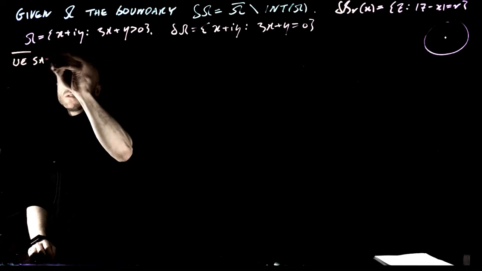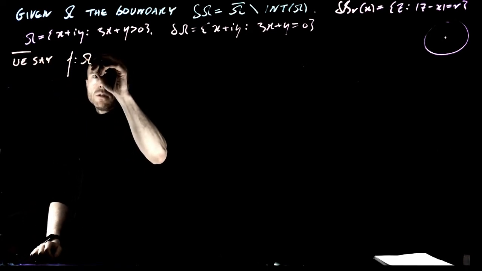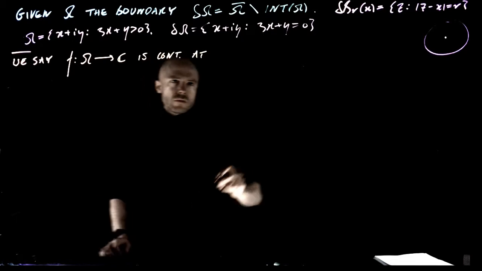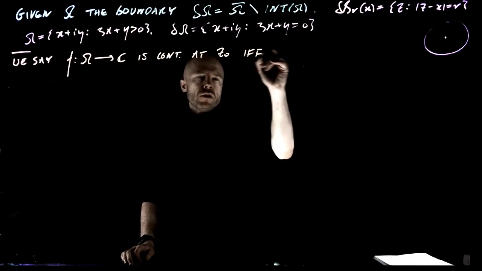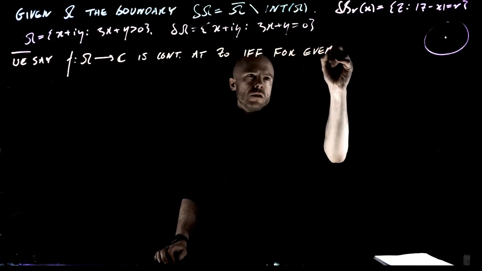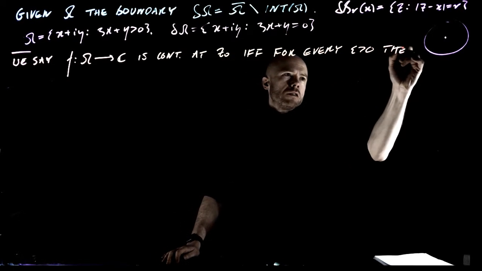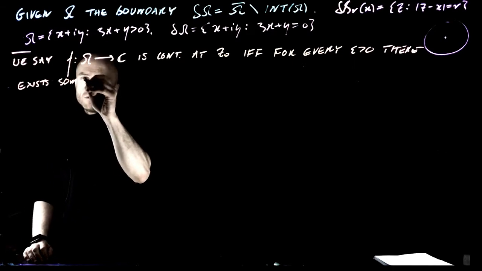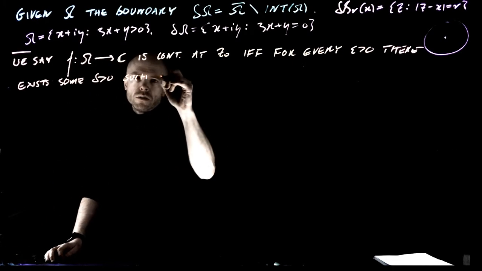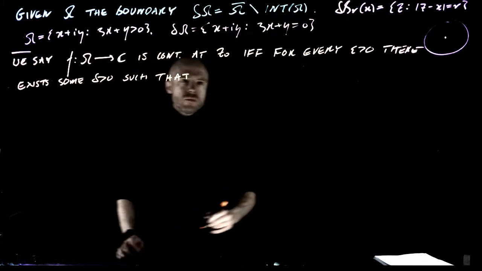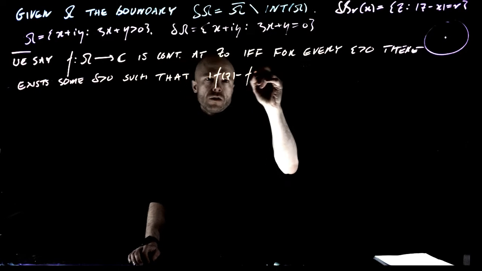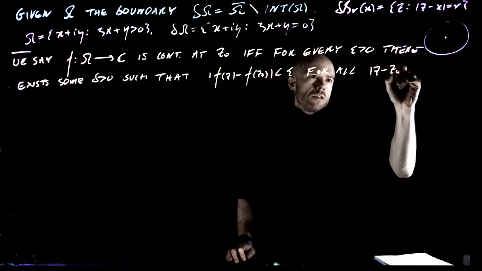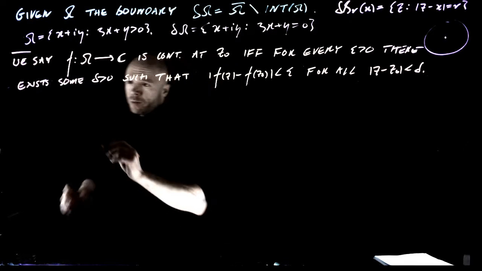We say f from omega into the complex numbers is continuous at, say, z0 if and only if for every epsilon bigger than 0 there exists some delta bigger than 0 such that |f(z) - f(z0)| is less than epsilon for all z with |z - z0| less than delta. Obviously delta depends on epsilon. And this is the picture.